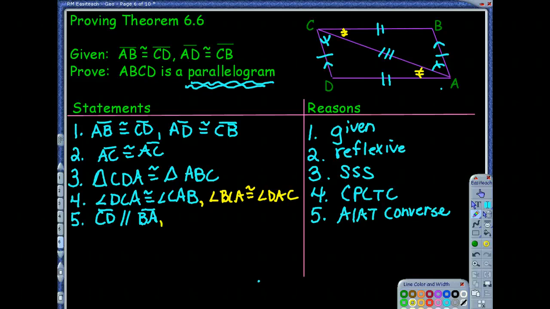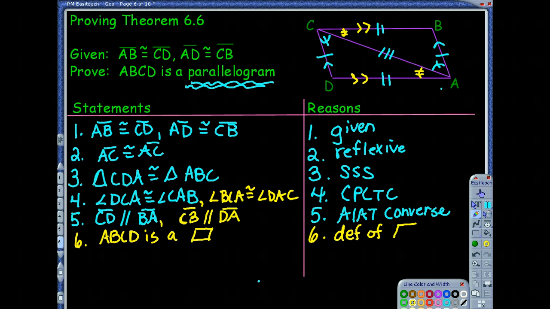All right, so then I know that because of that, CB is parallel to DA. And again, because of AIAT converse. And I do like that you separated that out, so you could see that connection. All right. So now what? Well, now we've proven that the opposite sides are parallel, so now we can say that ABCD is a parallelogram by definition of parallelogram. And notice I use the symbol.